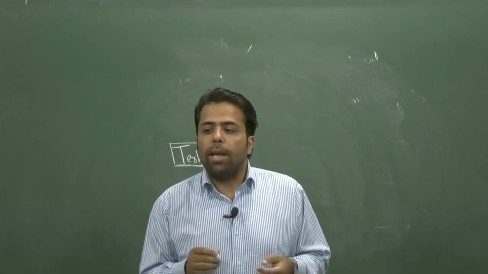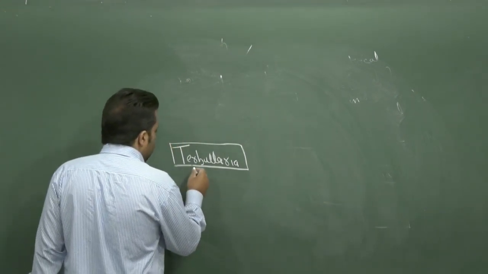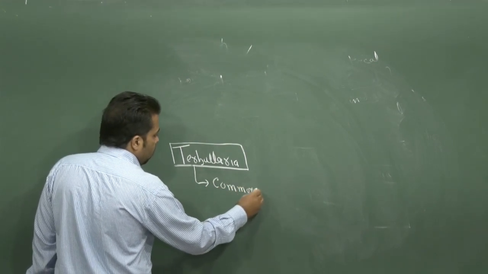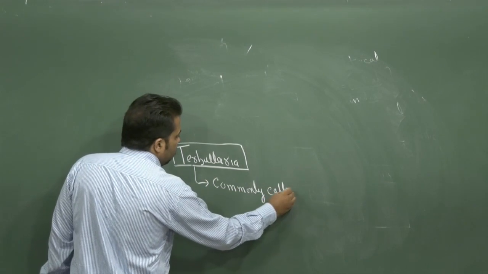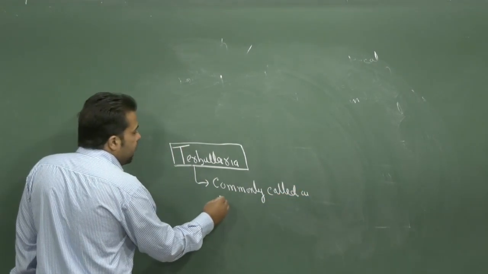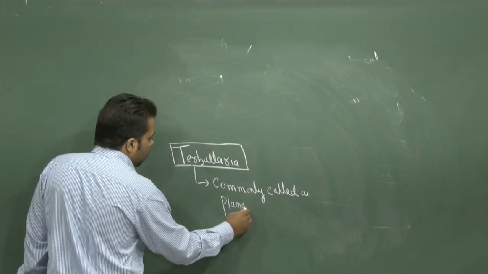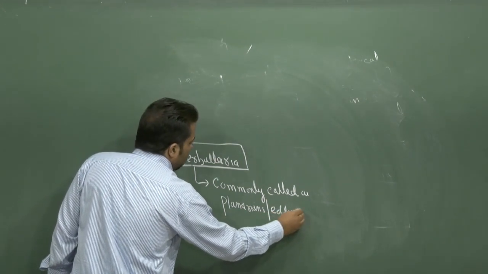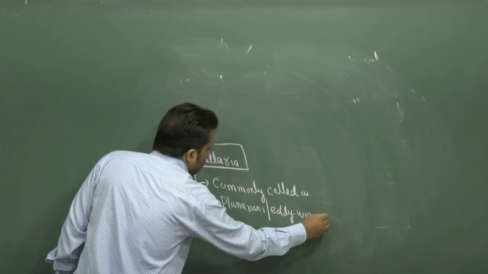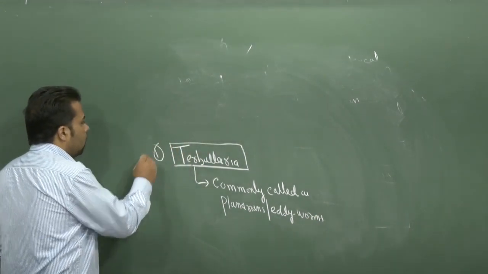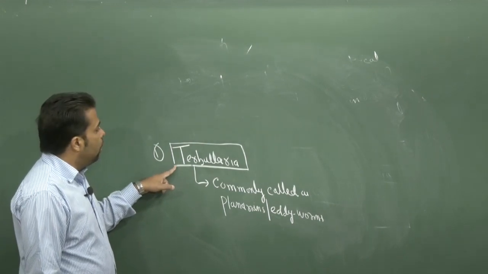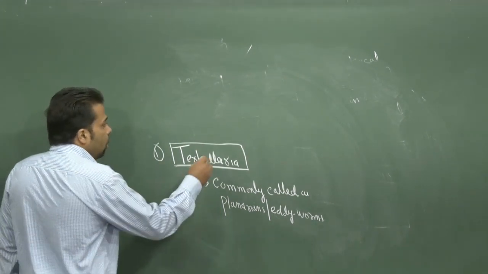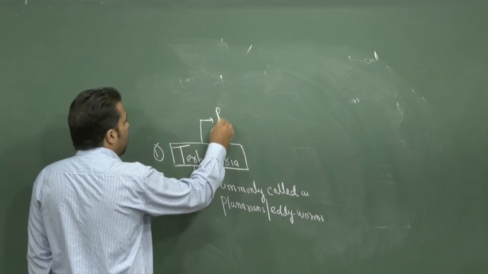The first is Turbellaria. They are commonly called planarians or eddyworms. So the first class is Turbellaria. They are commonly called planarians or eddyworms. They are usually free living.